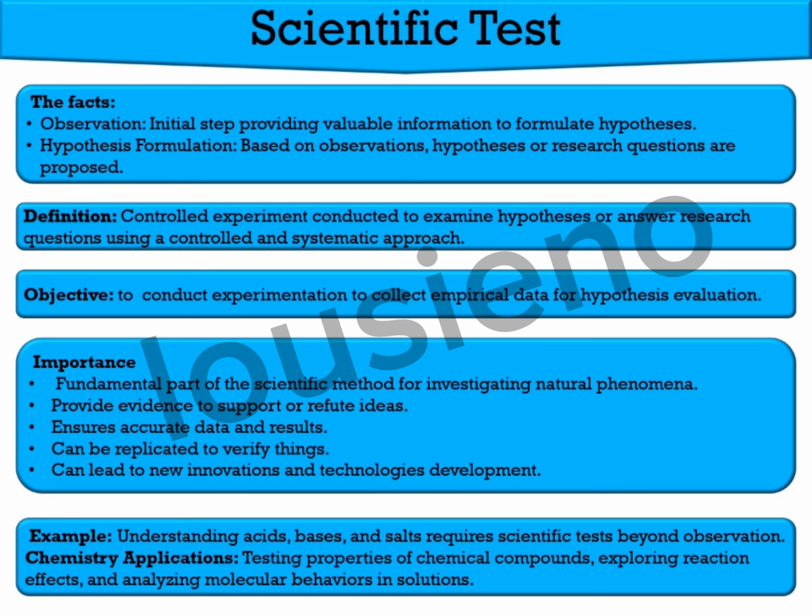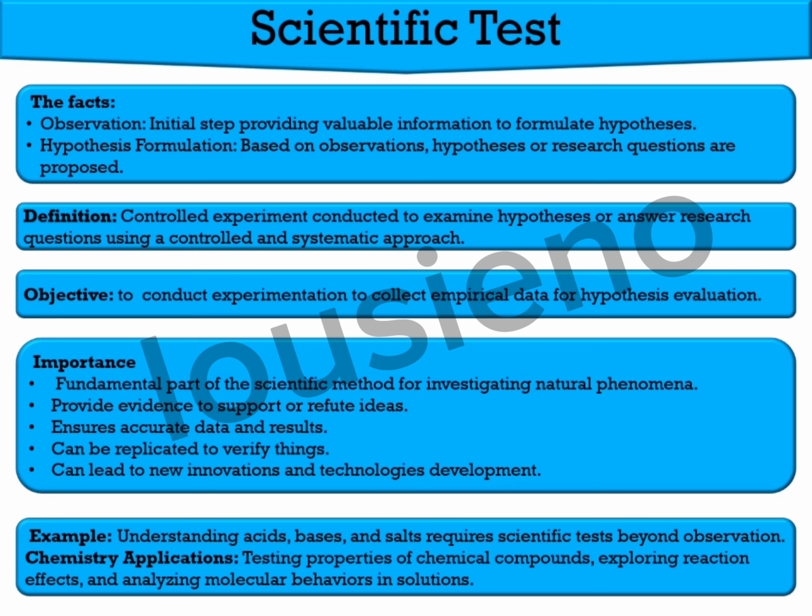What is the objective of scientific test? The objective of scientific test is to conduct experimentation to collect empirical data for hypothesis evaluation. What is the importance of scientific test? The importance of scientific test are as follows. It is a fundamental part of the scientific method for investigating natural phenomena. It provides evidence to support or refute ideas. It ensures accurate data and results. It can be replicated to verify things. It can lead to new innovations and technology development.